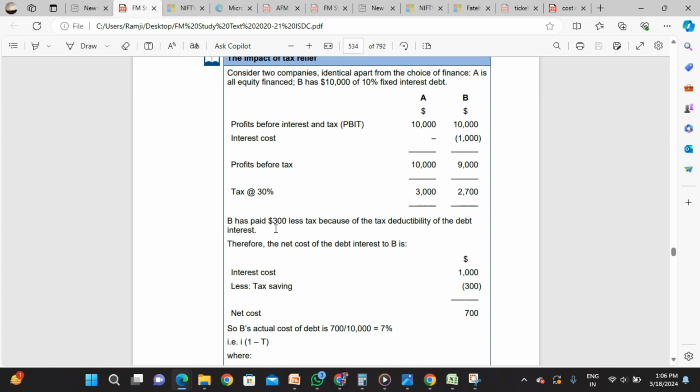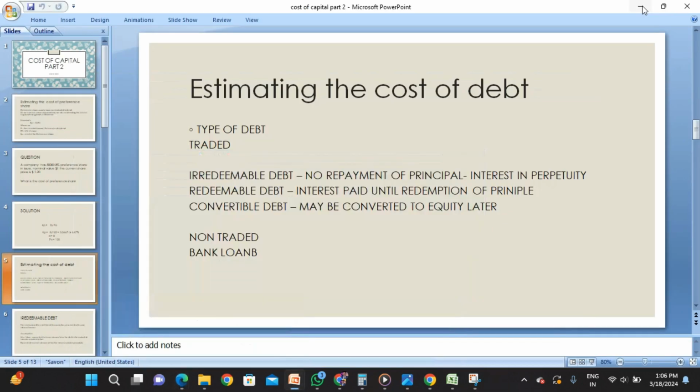Company B has to pay $300 less tax because of the tax deductibility of debt interest. So it is very important to understand that when the company is paying the interest, they are also getting the tax relief. When you are calculating the cost of debt from the point of view of the company, you consider the tax relief. When you are calculating the cost of debt for debt holders or individual investors, you do not consider the tax relief.